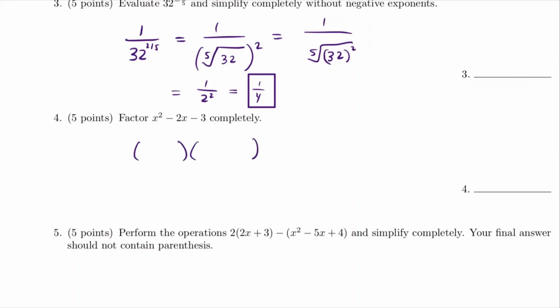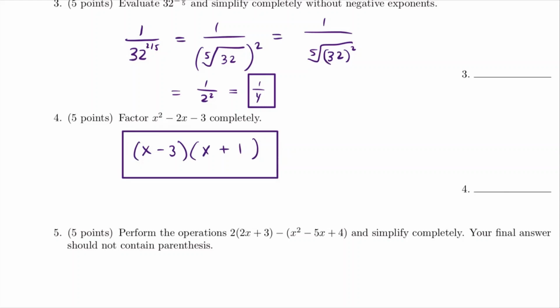Since the coefficient of x squared is 1, you look for two numbers that multiply to give you -3 and add up to -2. So we know the numbers are -3 and +1. I will write x here and x here, then x - 3 and x + 1. If you redistribute, you'll see that it gives you the initial problem. So we're going to claim this as our factored form.